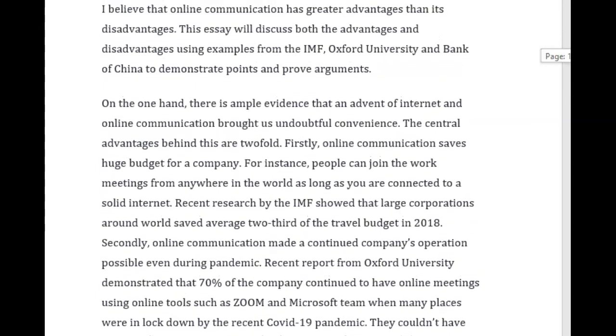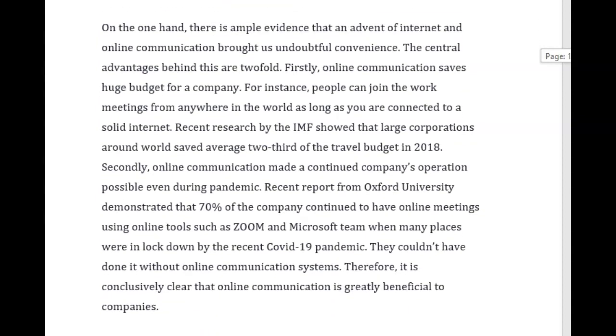"On the one hand," so you said the advantages, okay, fine. "On the one hand, there is ample evidence that the advent of the internet and online communication brought us an undoubtful convenience." It's a little awkward, undoubtful. How about this? "There is ample evidence that the advent of the internet and online communication undoubtedly brought us convenience." I would have found that much more natural.